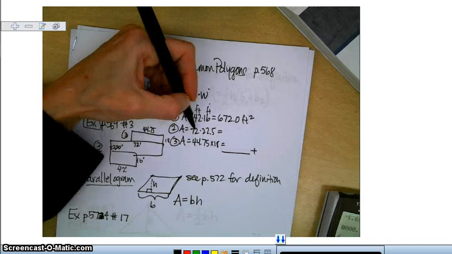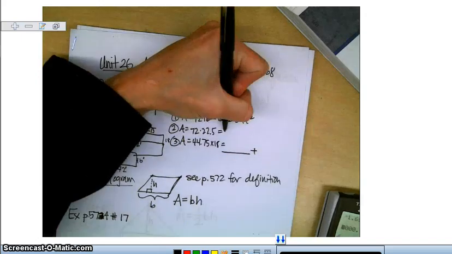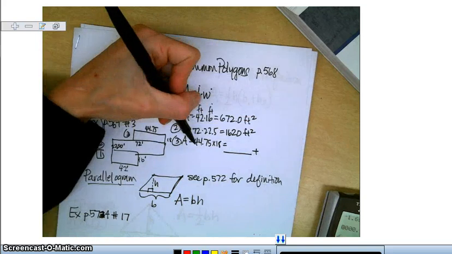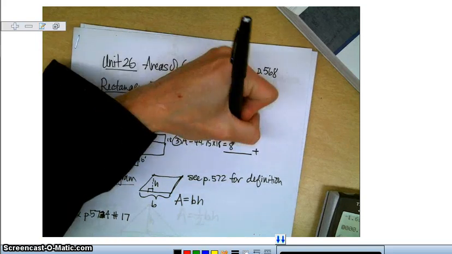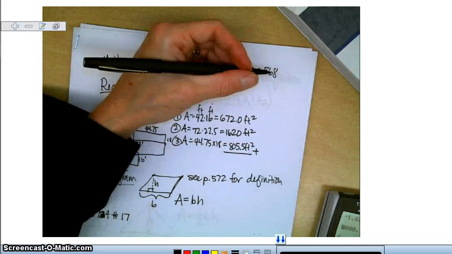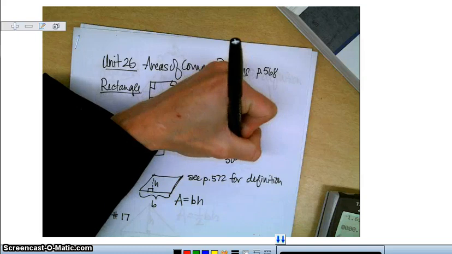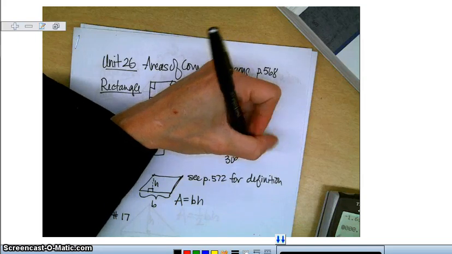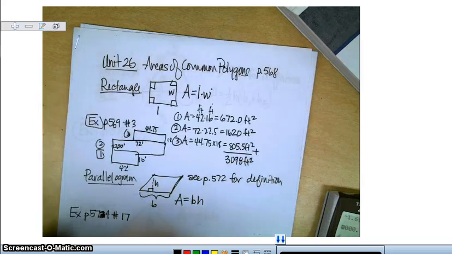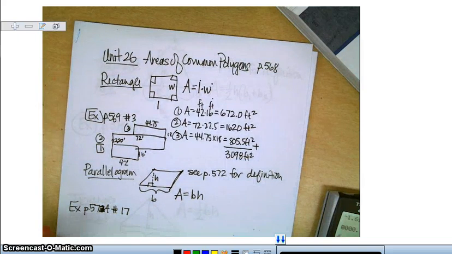So 72 times 22.50 is 1,620 feet squared, and 44.75 times 18 is 805.5 feet squared. So if we add all those up, then our final area is 3,098 feet squared, and that is rounded to the nearest whole number.